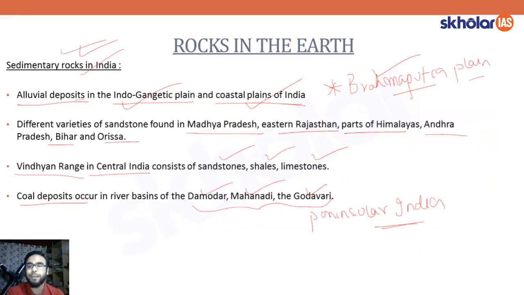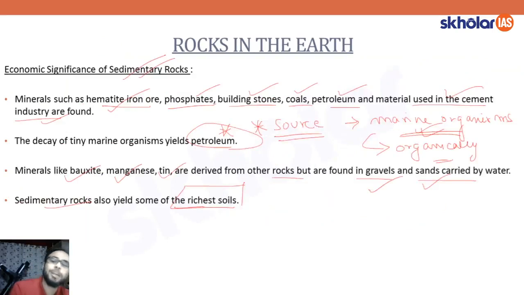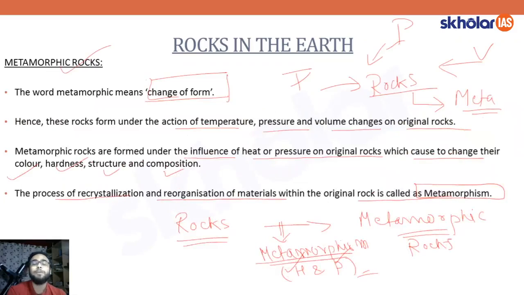Then we have sedimentary rocks in India. They are found in the Brahmaputra plain, the Indo-Gangetic plain, and other areas like mostly central India. Fine. Then we talked about the economic significance. We get different minerals, we get oil and gas and petroleum also. It also forms rich soils. Fine. Then we talked about metamorphic rocks.